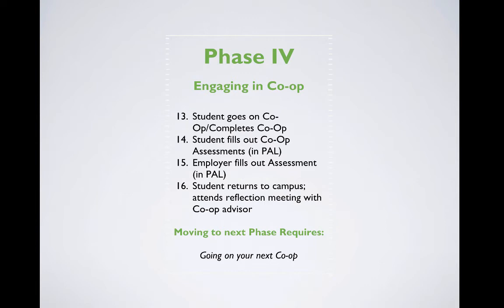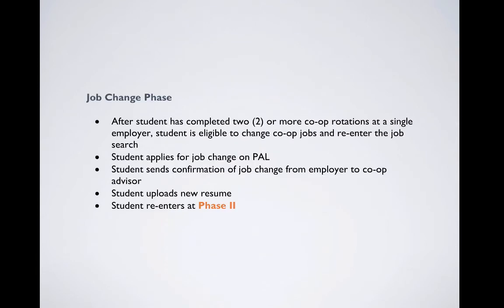Once you return to campus after your first semester of co-op, you're going to actually attend a reflection meeting with your co-op advisor. That's a requirement of the program. You can't get graded for co-op without doing that. Most advisors do individual meetings. Some advisors will do small group meetings. But in whatever style of reflection meeting that you have with your co-op advisor, you'll meet with them. They'll give you a grade for that experience. They'll review all of your assessments, and then they will set you for your next phase, which is going on your next co-op.